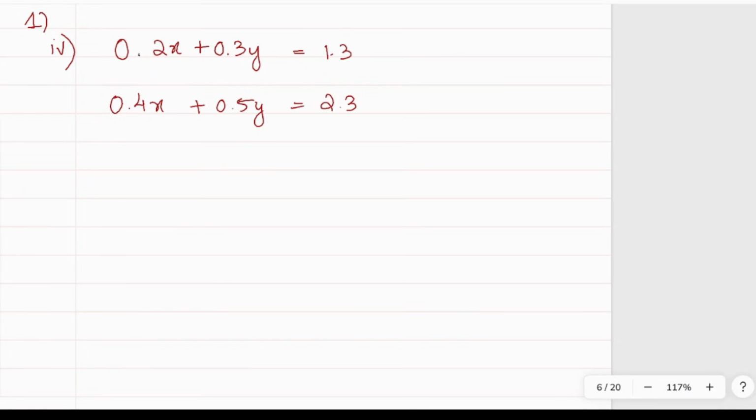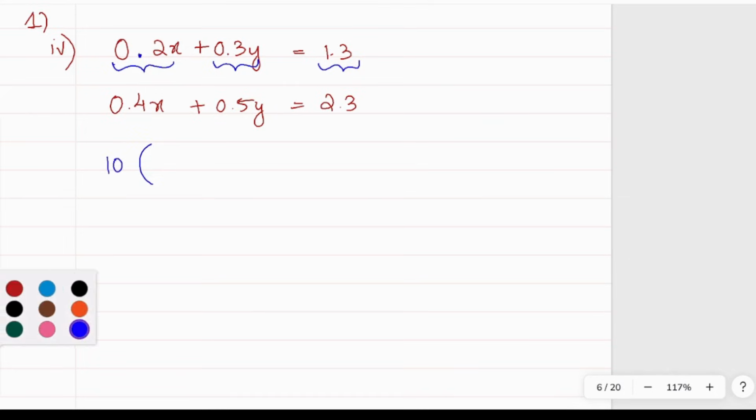So now let's start question number 4 here. This is the fourth question out of the first one in the 3-point set. 0.2x plus 0.3y equal to 1.3. 0.4x plus 0.5y equal to 2.3. Now if I observe, how many digits are after the decimal point? That is 1. Here also, similarly 1. Here also 1. So I have noticed one pattern here. If I multiply both sides by 10, what will happen? I can remove the decimal part, right? So I will multiply by 10 on both sides.